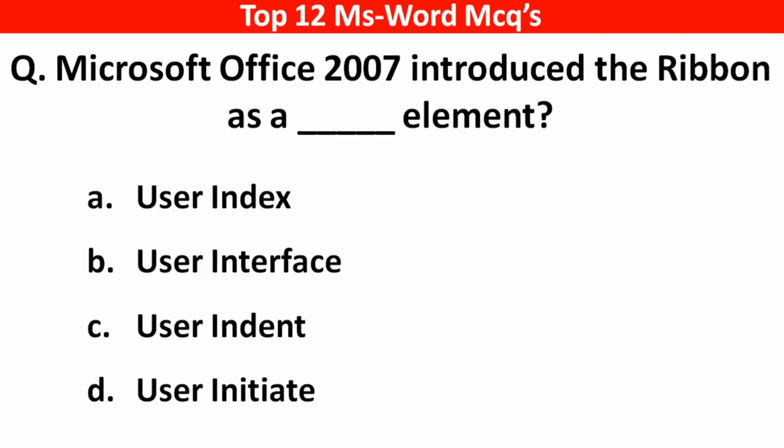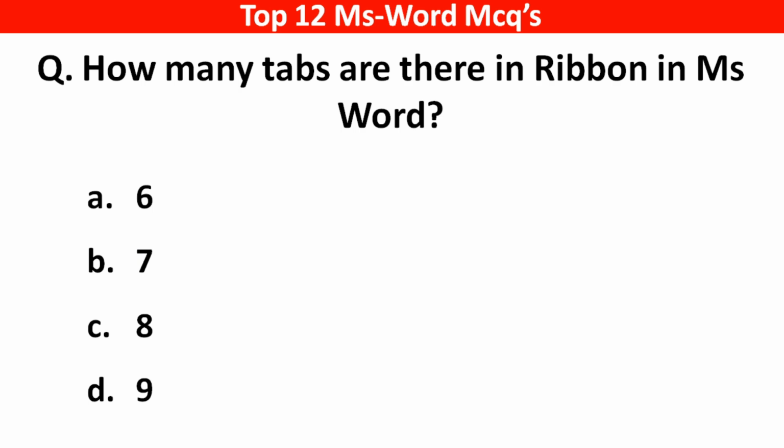Next question, Microsoft Office 2007 introduced the ribbon as a dash element. Right answer is option B, user interface. Next question, how many tabs are there in the ribbon in MS Word? Right answer is option B, 7.